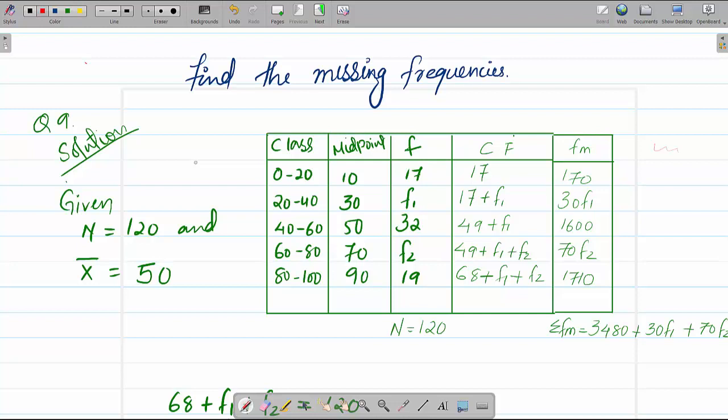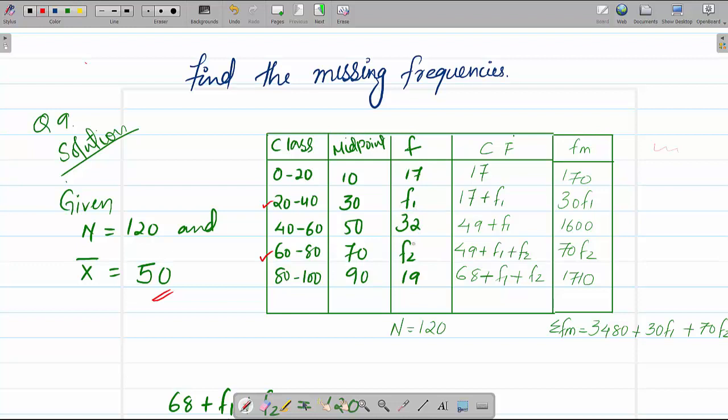Question number 9. The mean of the following frequency distribution is 50, but the frequencies F1 and F2 in the classes 20 to 40 and 60 to 80 are missing. Find the missing frequencies. So here it is saying that the mean of the frequency distribution is already given. It is given that mean is equal to 50. However, in the class intervals 20 to 40 and 60 to 80, two of the frequencies are missing here, F1 and F2. We have to find these two frequencies.